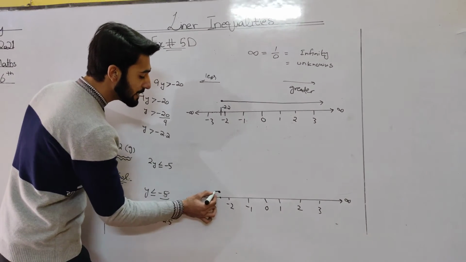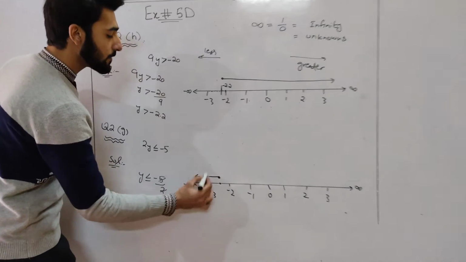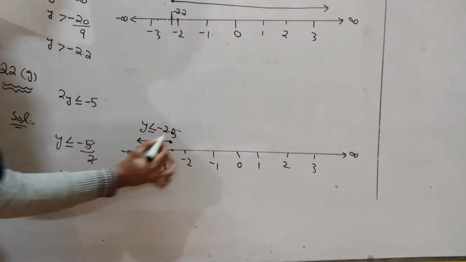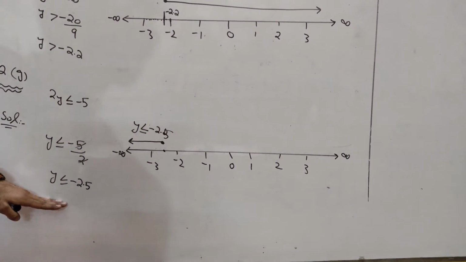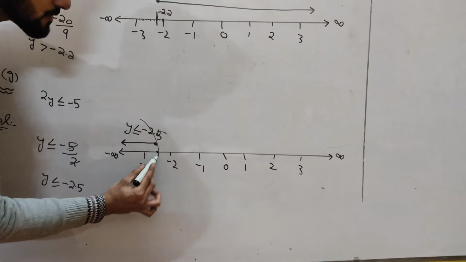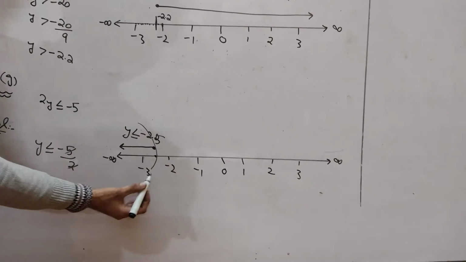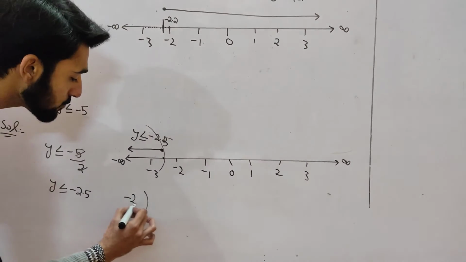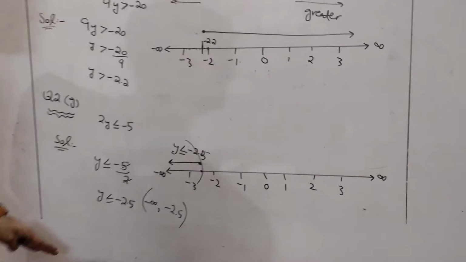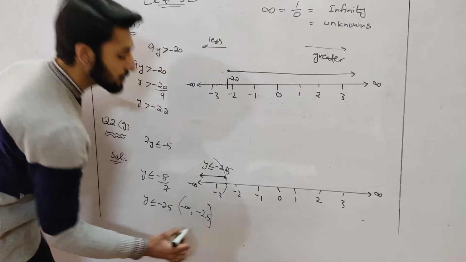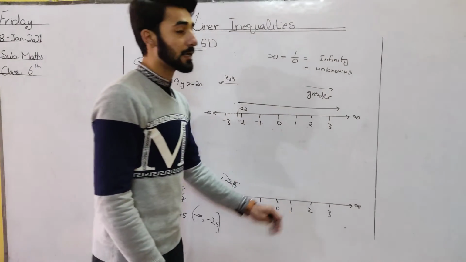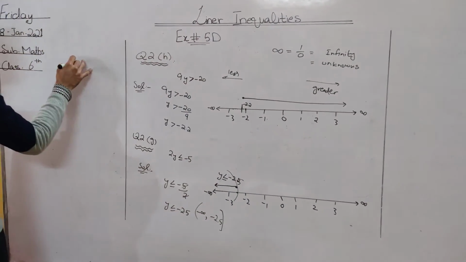This side is smaller, so y is always smaller than -2.5. We can also mention the bracket like that, -2.5 here, up to minus infinity. But you have not to mention this, it's not your answer. Your answer is just to mention y less than or equal to -2.5 on the number line.